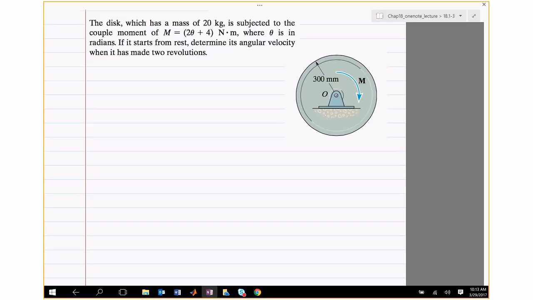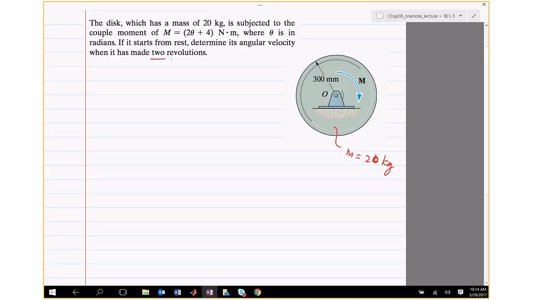Okay, so let's read the question. The disk, which has a mass of 20 kilograms, so this is a 20 kilogram mass, is subjected to a couple moment of M equals 2 theta plus 4, where you can see that M is clockwise, where theta is in radians. If it starts from rest, determine the angular velocity when it has made two revolutions.